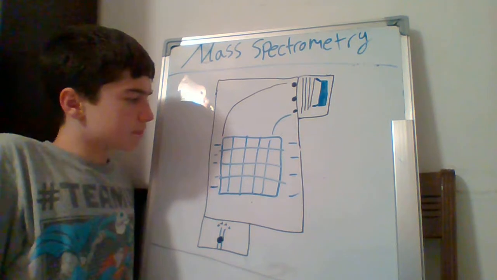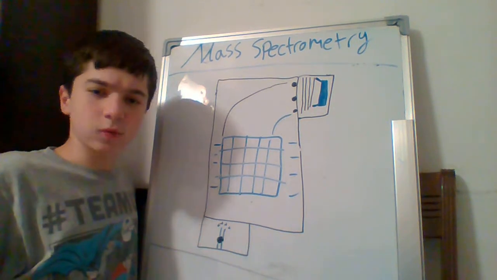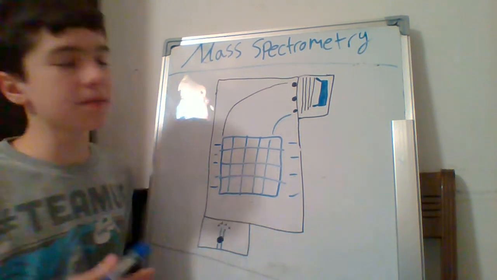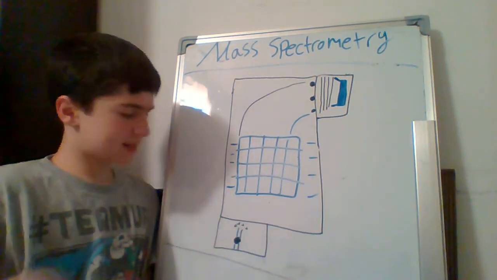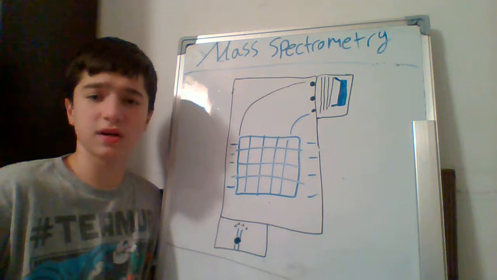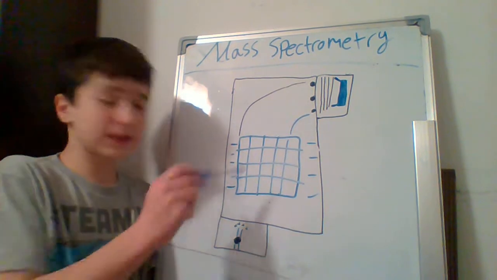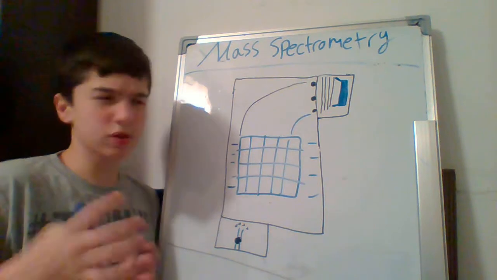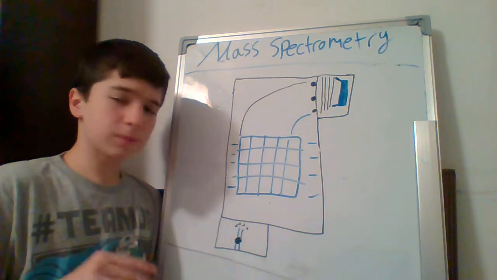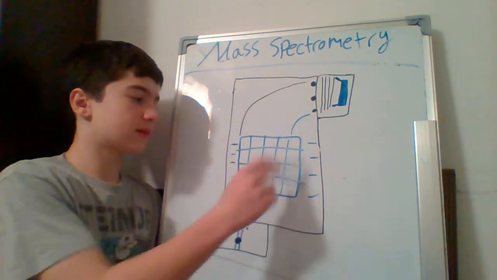Okay, so let's start. Let's break it down. The first part is the ionizer. What happens? It's simple. From the name, you know what will happen. You're right. We have that sample sitting here, which is unknown for now, and we're shooting electrons at it. So we're ionizing it, turning it into a positive ion. That positive ion will move through the mass analyzer.